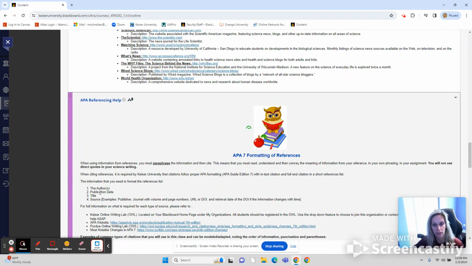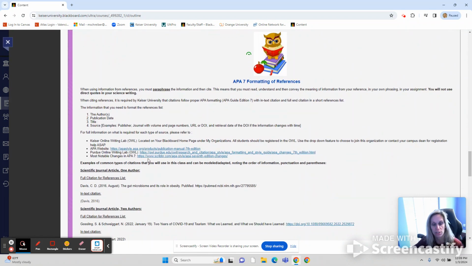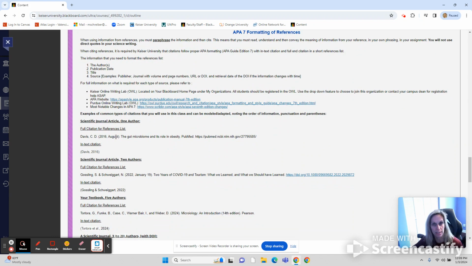This is the order and how you format the references list. First thing in the references list, and that goes at the end of your post, you write the authors, publication date, title, and then the source. Here are additional sites if you need additional help in how to use APA formatting in the references list and in text citations.